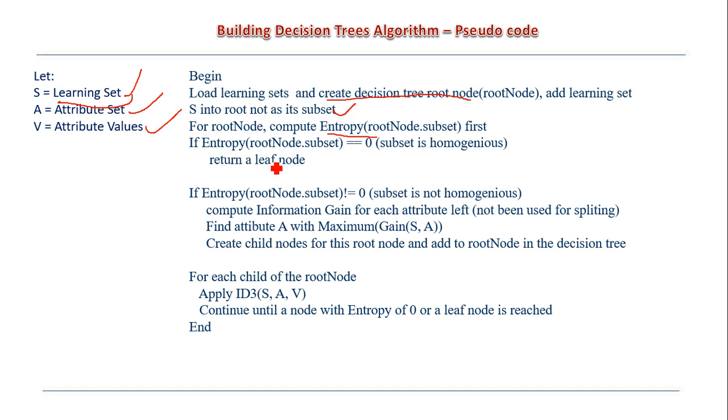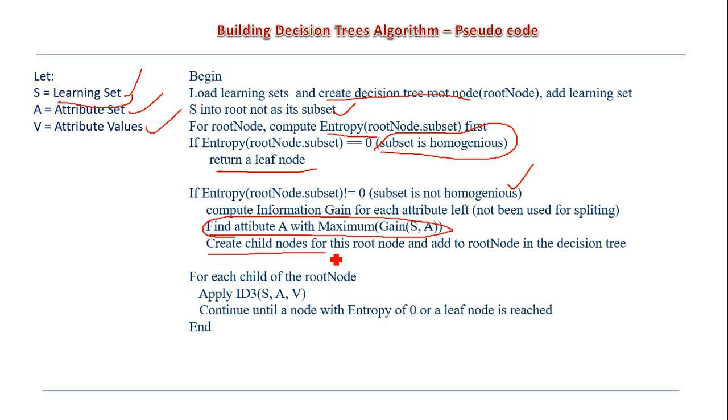If entropy is equal to 0, it means the subset is homogeneous, all the values in the subset are similar, so we return the leaf node. If entropy is not equal to 0, the subset is not homogeneous, the values are not similar, then we split. Compute information gain for each attribute not yet used for splitting, and find the attribute A with maximum information gain. If the information gain is maximum, there is a possibility of splitting the tree.